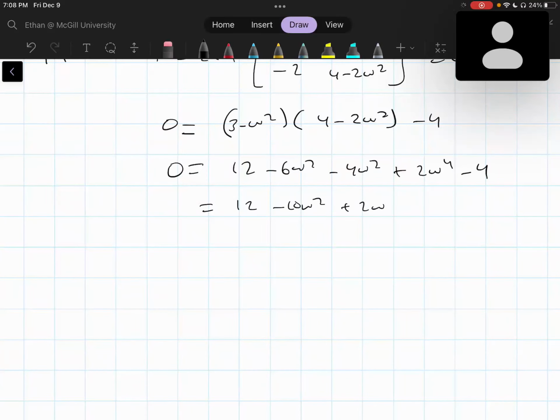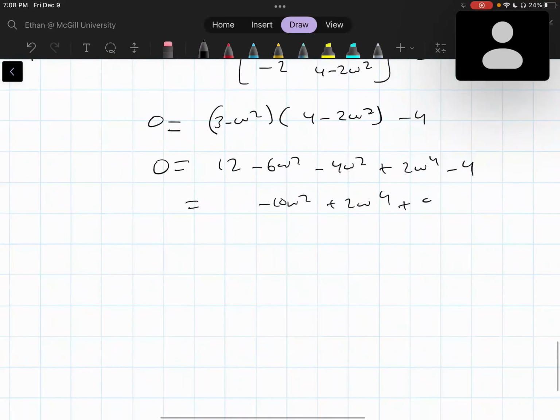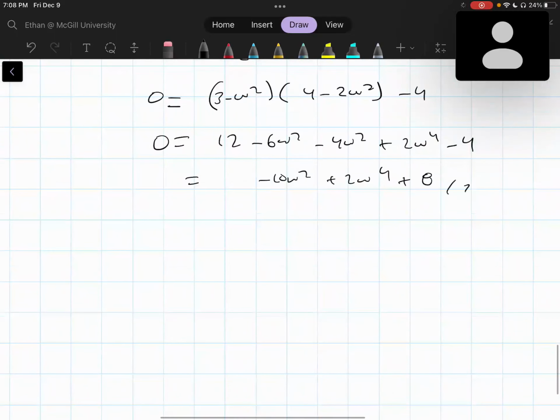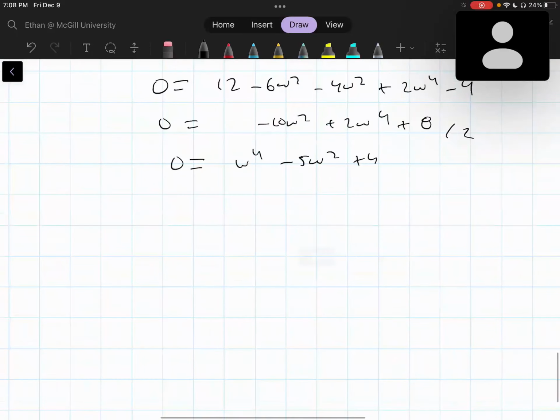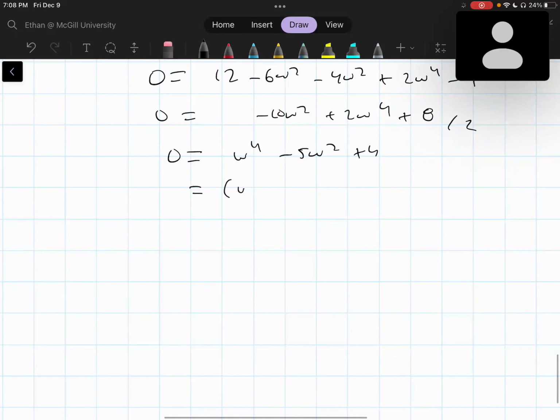plus 2 omega to the 4, minus 4. I'm going to actually simplify: 12 minus 4 is obviously 8. So it's going to be 2 omega to the 4, negative 10 omega squared, plus 8. Dividing through by 2, it's going to be omega to the 4 minus 5 omega squared plus 4 is equal to 0. Now we can see that that simply simplifies to omega squared minus 1 times omega squared minus 4.